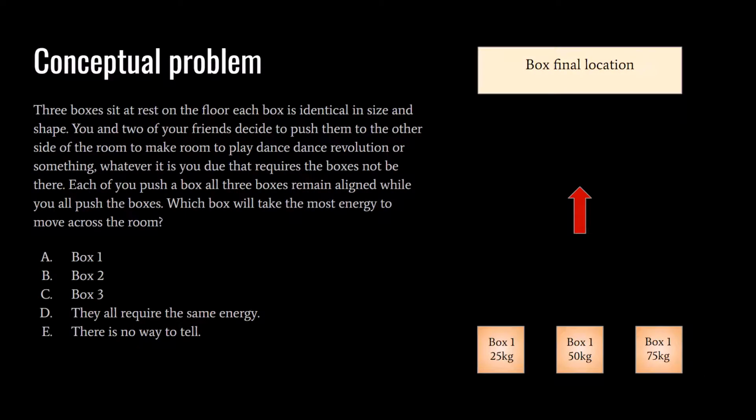Okay, here's the conceptual problem. 3 boxes sit at rest on the floor. Each box is identical in size and shape. You and 2 of your friends decide to push them to the other side of the room to make room to play Dance Dance Revolution or something, whatever it is you do that requires boxes not to be there. Each of you push a box. All 3 boxes remain aligned while you all push the boxes.